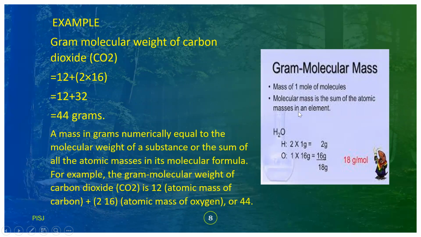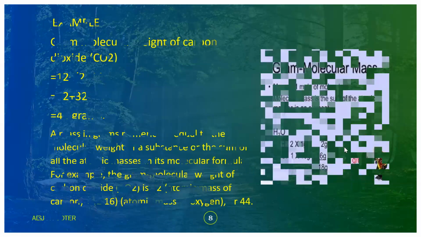Another example of gram molecular mass is water. Basically, what is gram molecular mass? It is the sum of atomic masses in a molecule. Here in water, there are two hydrogens and one oxygen. So 18 gram per mole is the gram molecular mass of water.